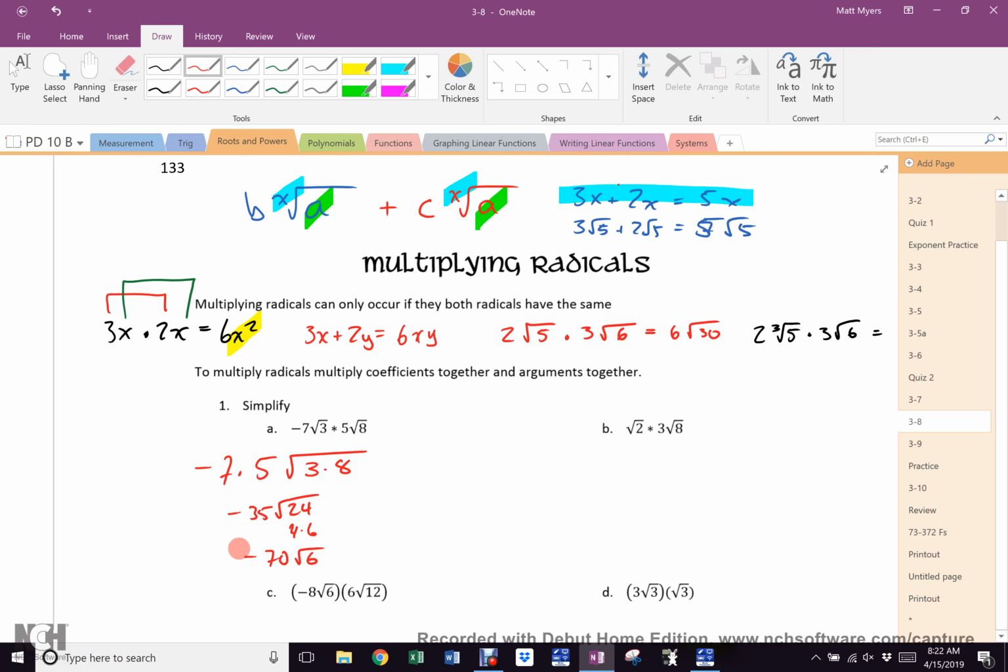What? How do you get negative 70 root 6? What's 35 times 2? You bring out the 2. What's 7 times 5? 7 times 5 is 35. 35 times 2 is 70. The 2 is right here. The square root of 4 is 2. 4 times 6 is 24.